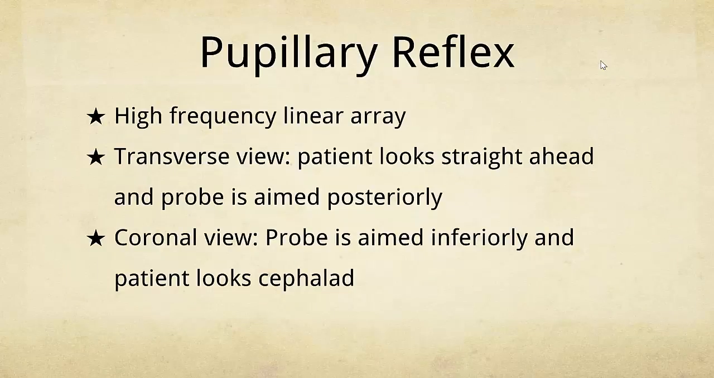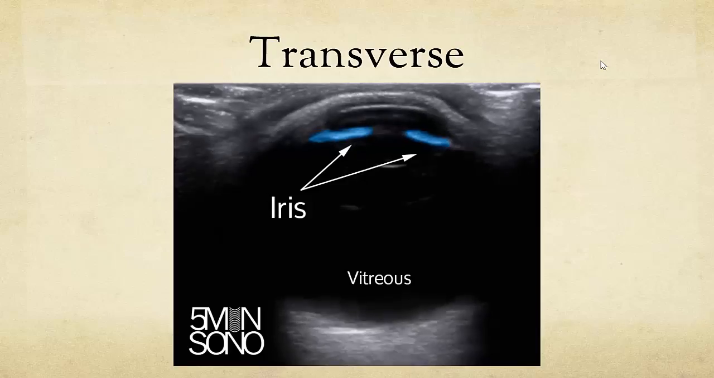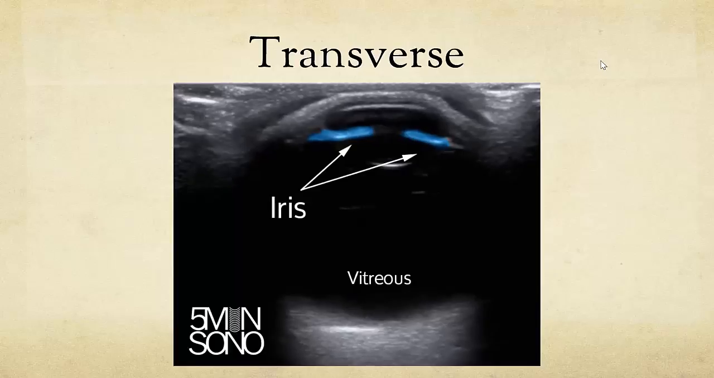So you're using your linear high-frequency probe. You can actually do the pupillary reflex in two views. There's the transverse view, where the patient is looking straight ahead, the probe is aimed posteriorly perpendicular to the eye, as with the rest of our ocular exams. Or you can do the coronal view, where the probe is going to be aimed slightly inferiorly at an angle, and the patient looks cephalad or down towards their feet. Either way, doesn't really matter. This is an example of the transverse.